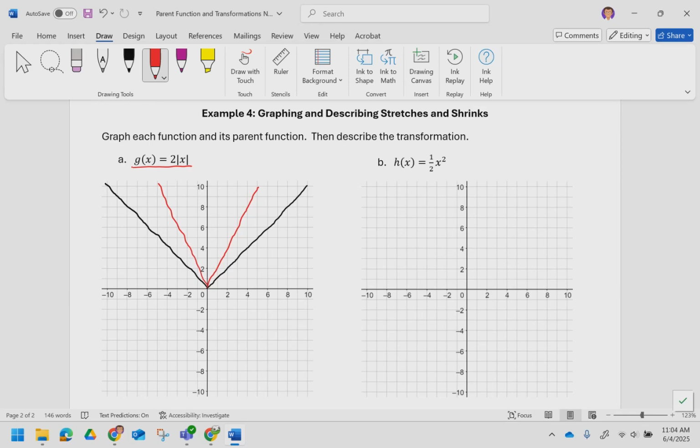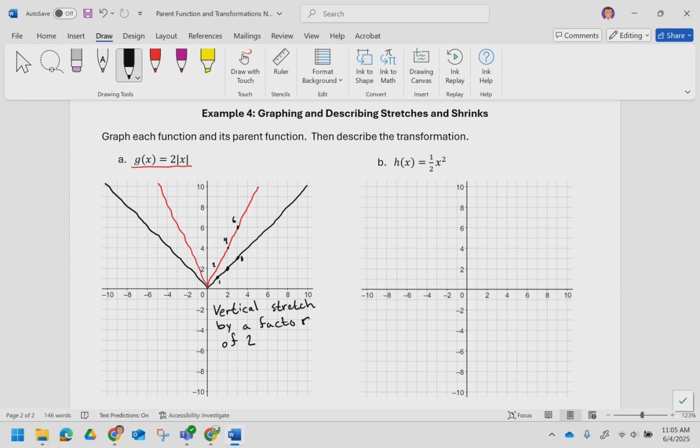Now we're going to describe that transformation. Notice when the black one was at 1, this one was up at 2. When the black one was at 2, this was up at 4. When the black one was at 3, this one was up at 6. Everything is twice as high. This is a vertical stretch by a factor of 2.